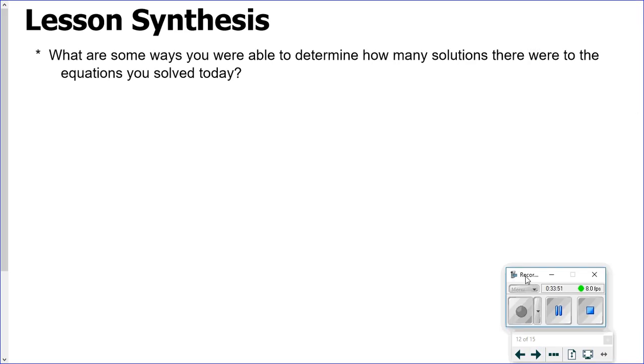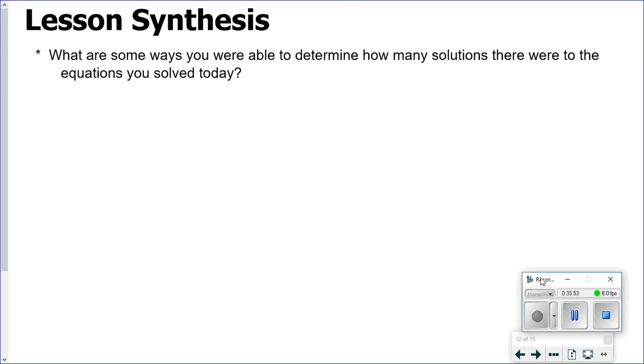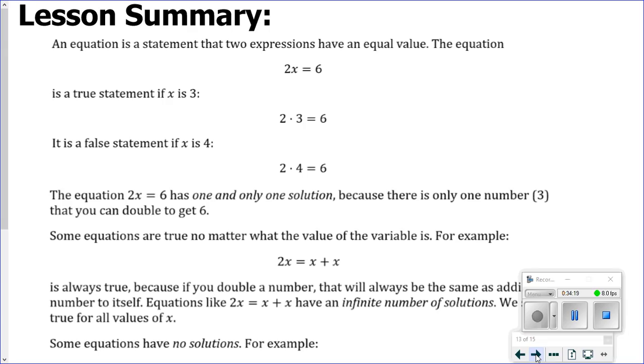So just recapping again what we talked about, what are some ways that you were able to determine how many solutions there were to the equations that you solved today? We talked about using inverse operations. We talked about looking to make sure the left side balances with the right side. And if they do, we know that all values for x are possible solutions. If they don't, we know that no values for x are possible solutions.